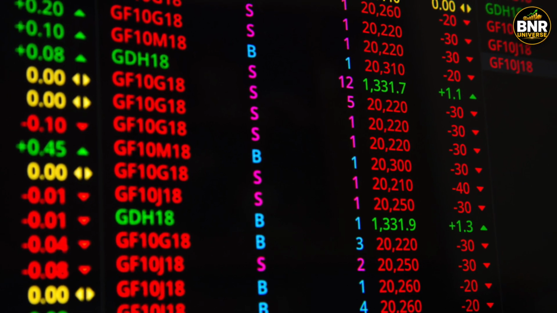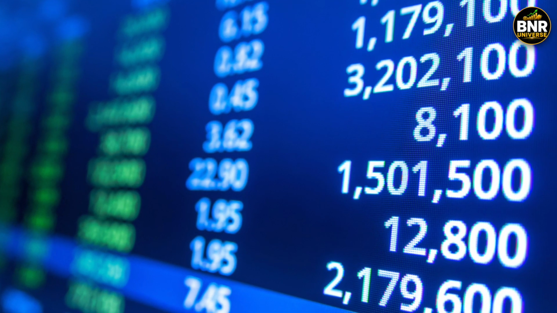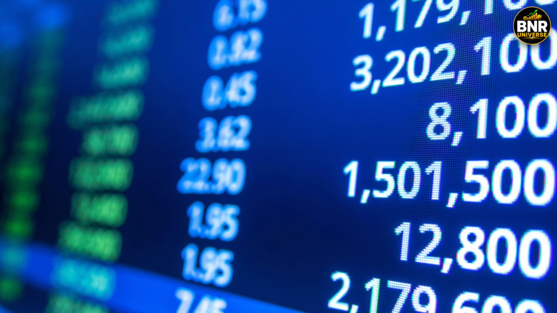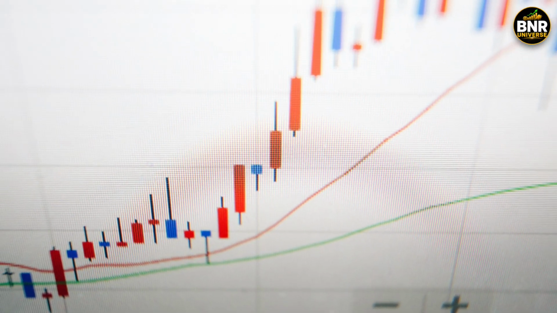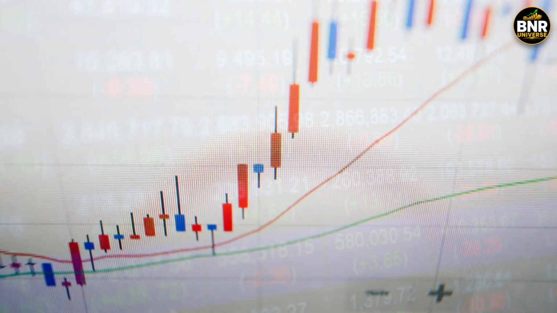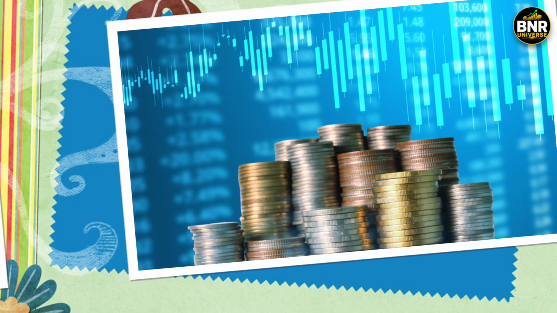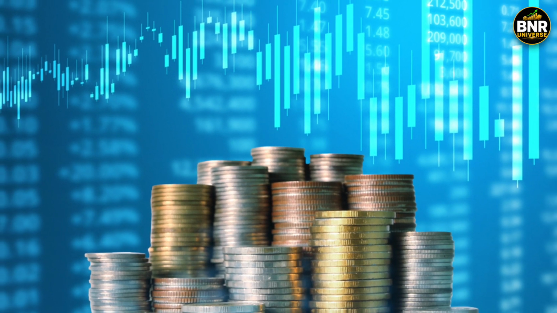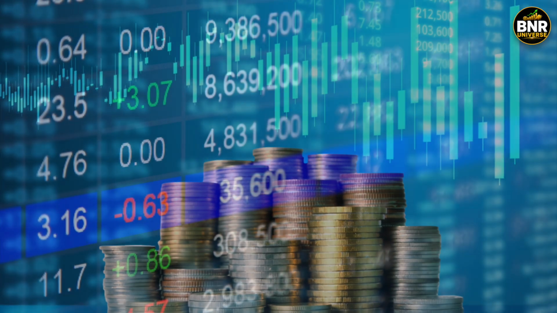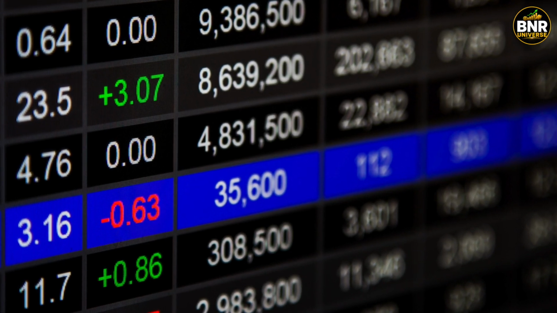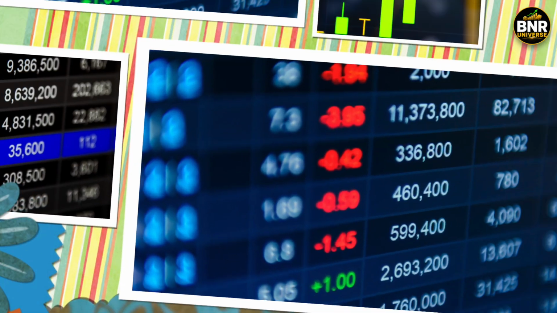Candlestick charts may seem complicated at first, but once you understand the body, the wicks, and the story behind each candle, you'll begin to see the market in a completely different way. Every candlestick reflects the ongoing battle between buyers and sellers. Learning to read that battle gives you a significant advantage. Keep practicing, stay patient, and over time, reading charts will become second nature.